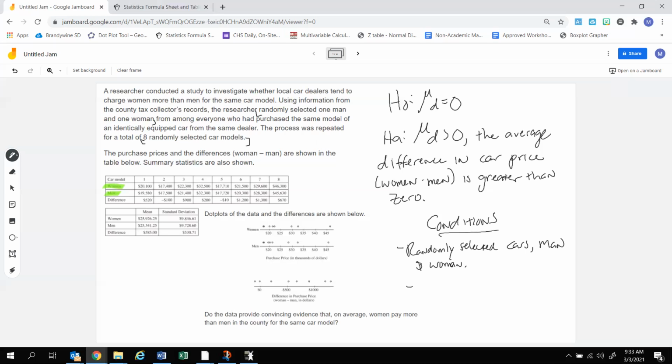For independence, we have a sample of 8, so we're going to do 10 times 8 is 80. So assume more than 80 car models.